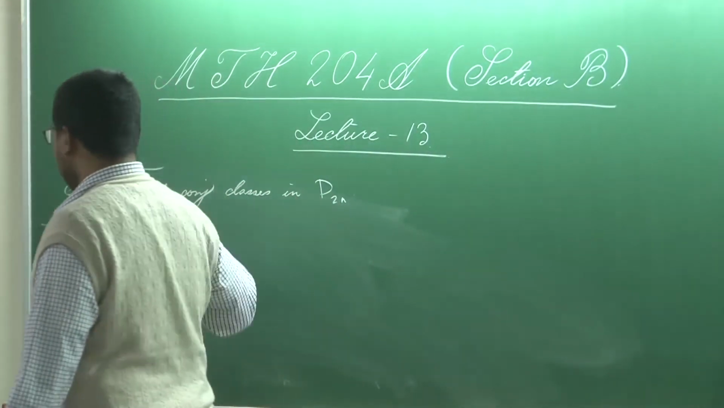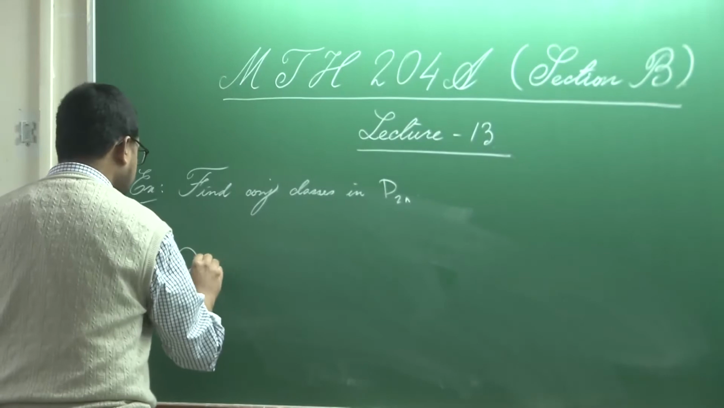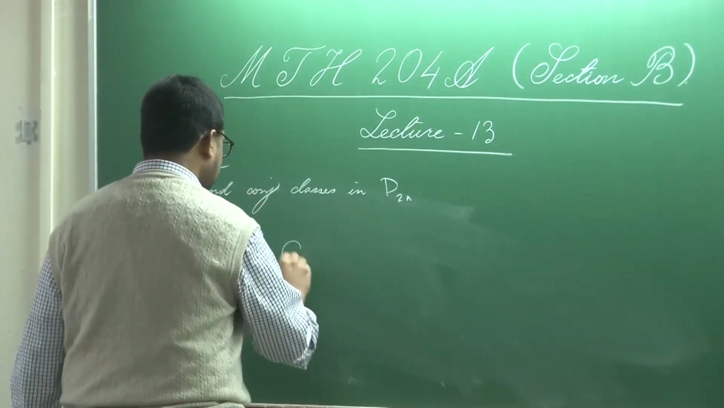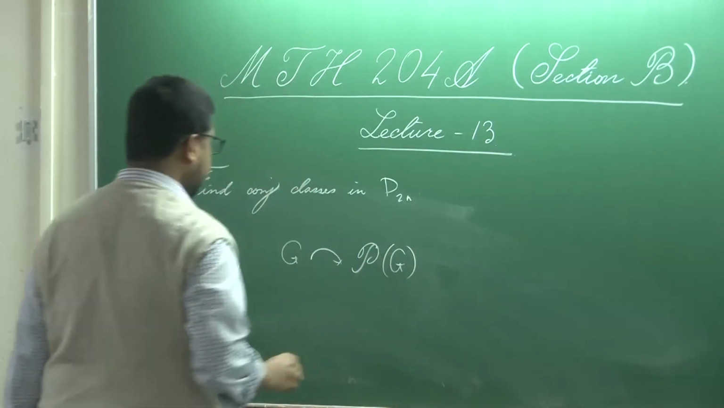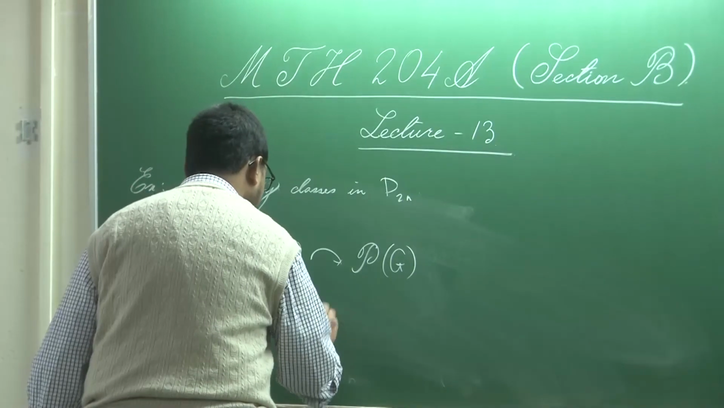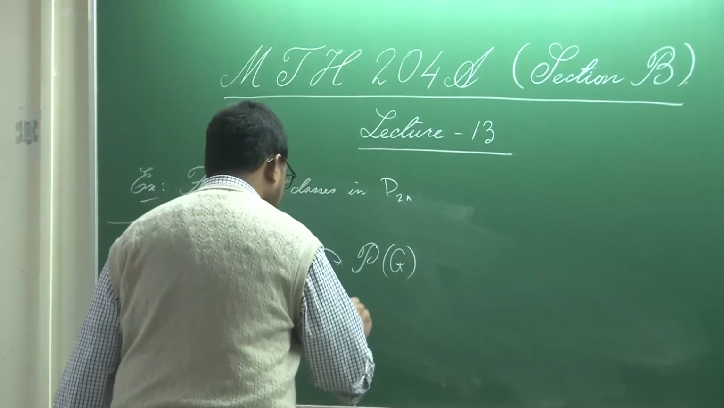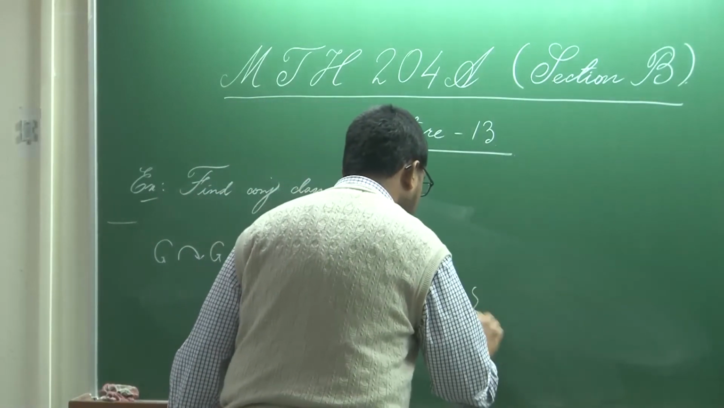Now, like earlier we have seen that whenever G acts on a set X, that action induces an action on the power set. So in this situation, that is the action by conjugation, this gives rise to an action of G on the power set of G. How is that action defined? (G, A), where A is a subset of G, maps to gAg^{-1}.